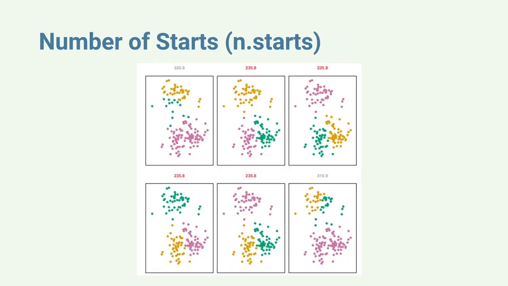One parameter that you'll see is called the nstart parameter. That controls the number of times that you run the algorithm.